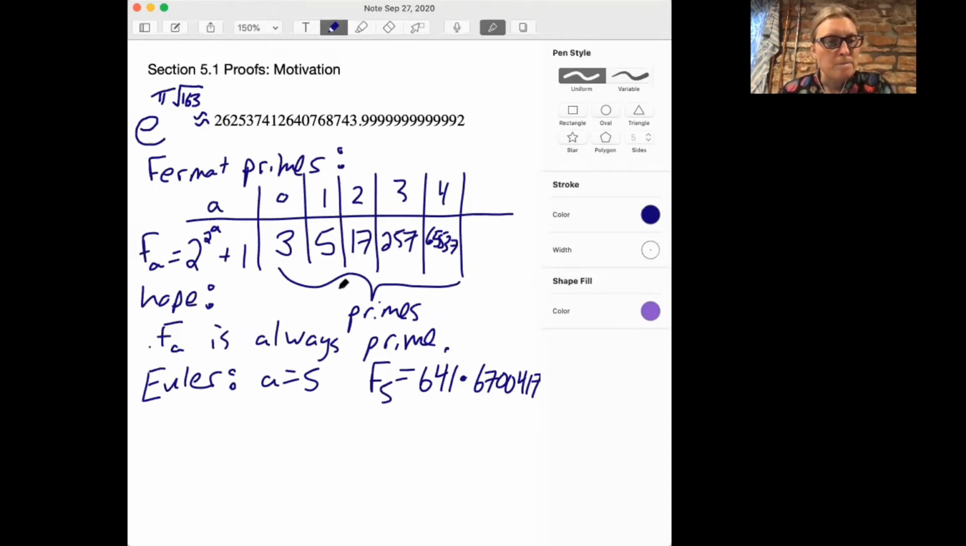So here you might say that this wasn't very much evidence to base a hope or a conjecture on. I mean, this was only 5 different possibilities for A, which showed that FA was a prime. So maybe that wasn't too much evidence, but the question is how much evidence is enough to make you believe whether something is true or not. Let me just briefly tell you about Fermat's last theorem.